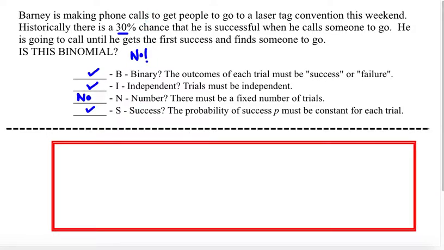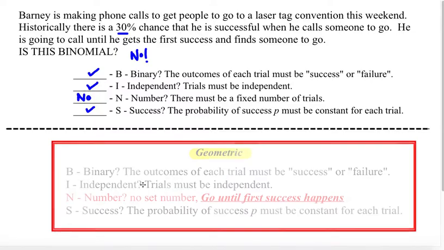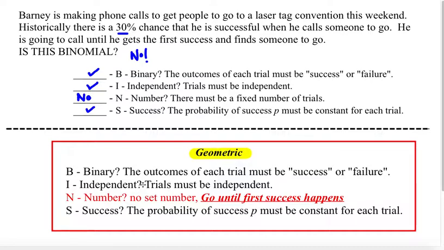So what happens is this is actually a geometric probability question. Geometric follows the same kind of setup as binomial, except the only thing that's different is the N. There's no set number. In this case, you're just going to go until you get your first success. So the N is what's different. You're just going to keep going and going until you get a success. Otherwise, the B, the I, and the S all work.